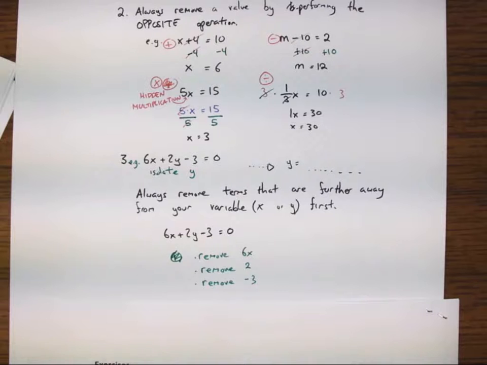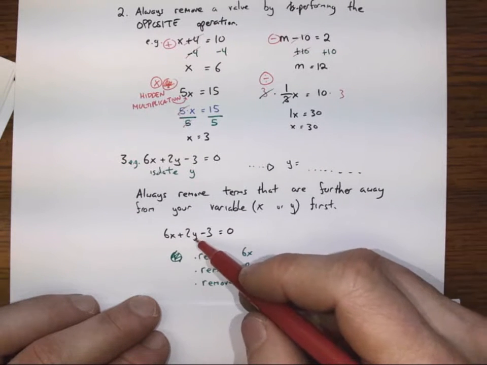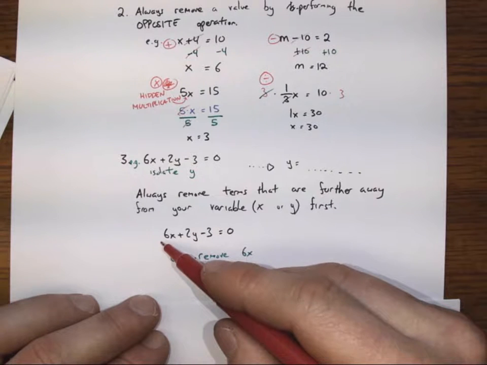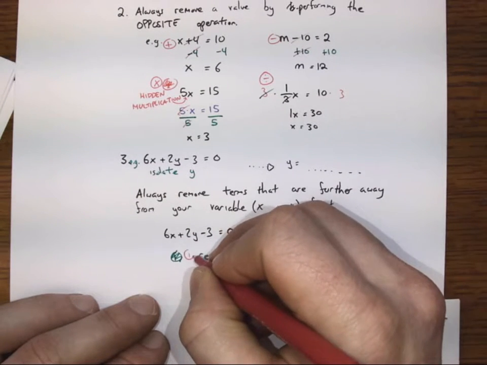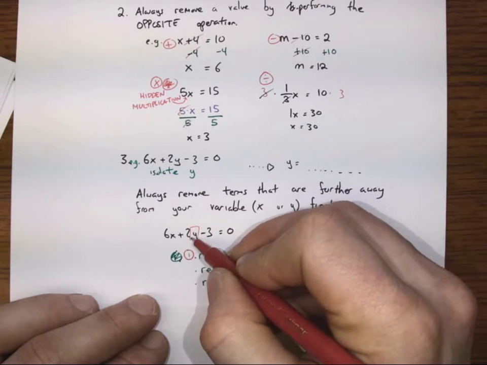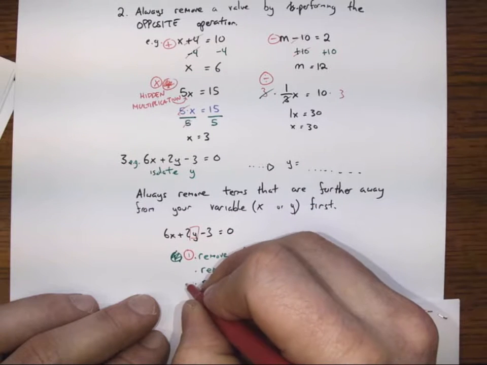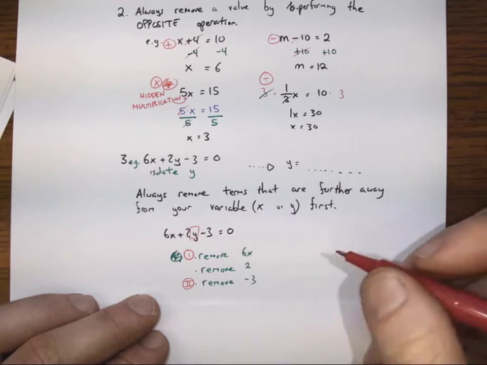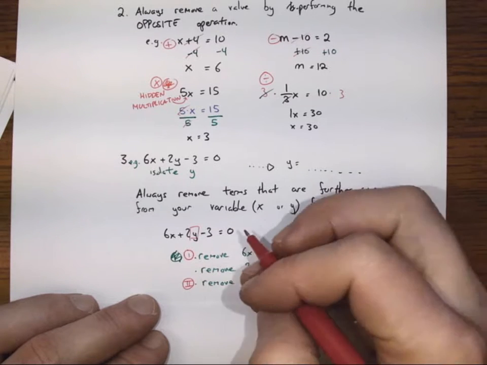So which one should I do first? Well, the 6x maybe is the furthest one away, so I'll do that one first. And remembering that we're looking at this y, the negative 3 is further away than the 2, so we'll do that one next. And lastly, we'll do the 2 here.